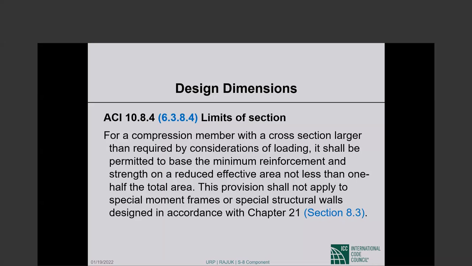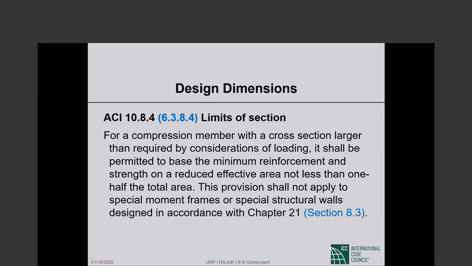Now you don't have to provide 1% of 200 square inches. You can provide 1% of 100 square inches, the area that is required to carry the loads, not the area that you have provided. However, you cannot go below half a percent of the area that you have provided. So if instead of 100 square inches, you had provided 300 square inches of area, your minimum reinforcement would be 1% of 150 square inches. Okay, are you with me?